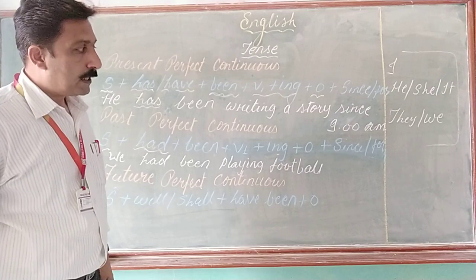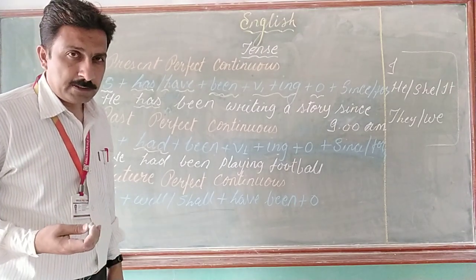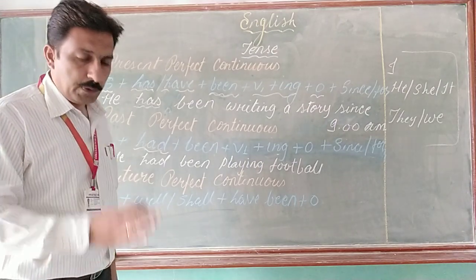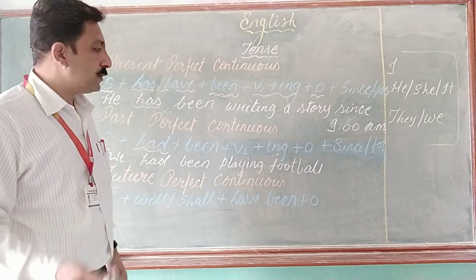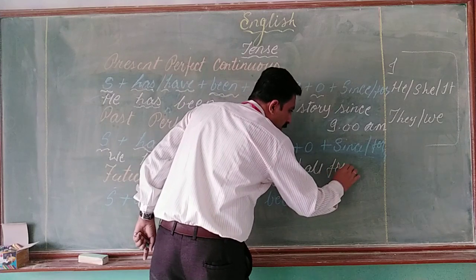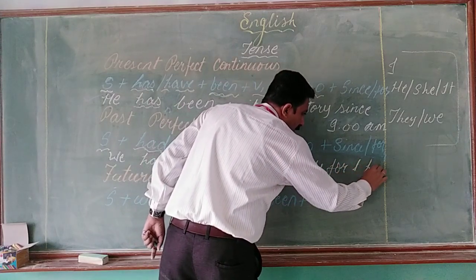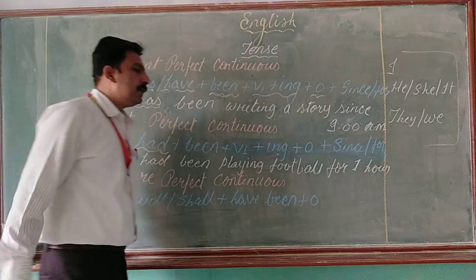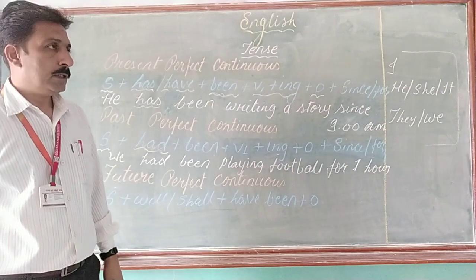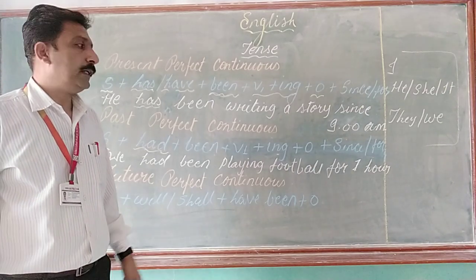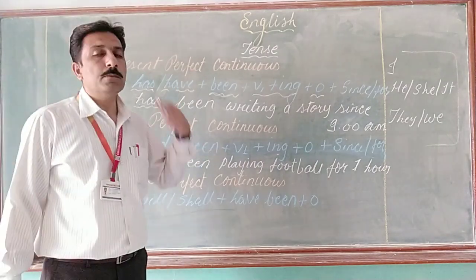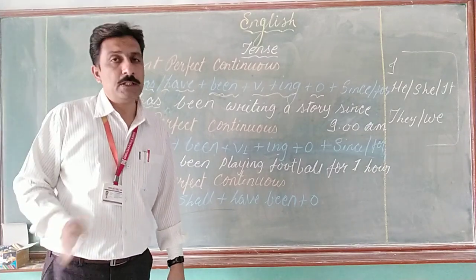This is our object. Now, when did you start playing? Do you have a perfect time? Do you have a duration? If you have a duration, then you can write: we had been playing football for 1 hour. This is the duration. Same way, if you have a point of time, like since morning, you can write that we had been playing football since morning. It is in the past, not in the present.